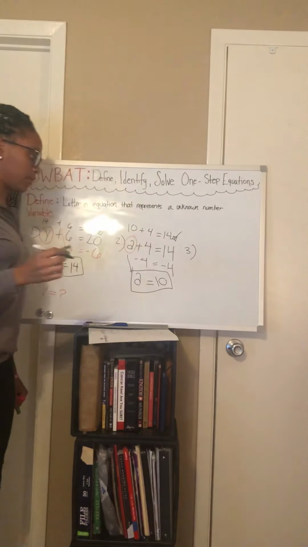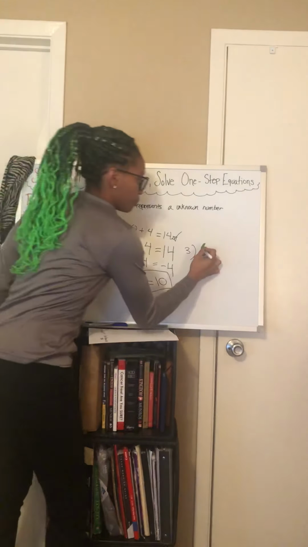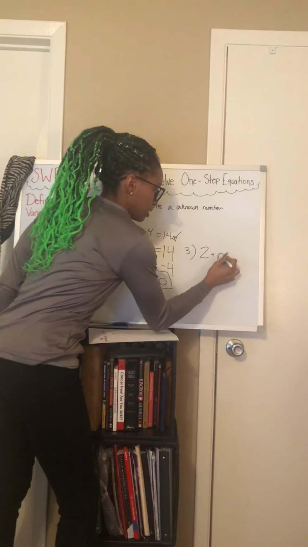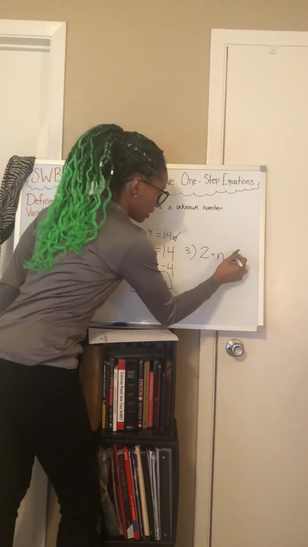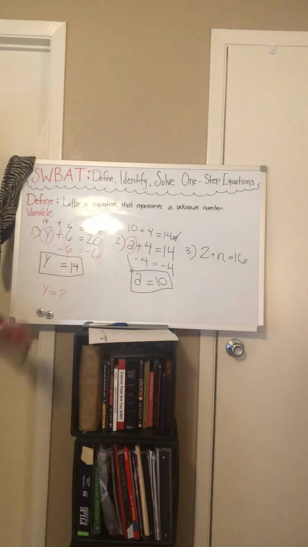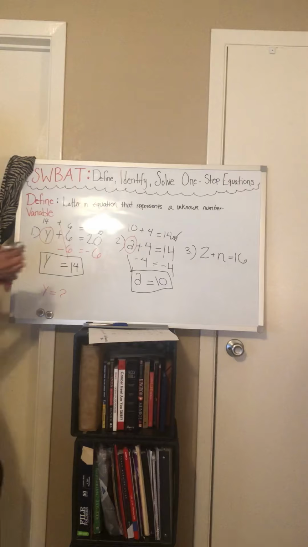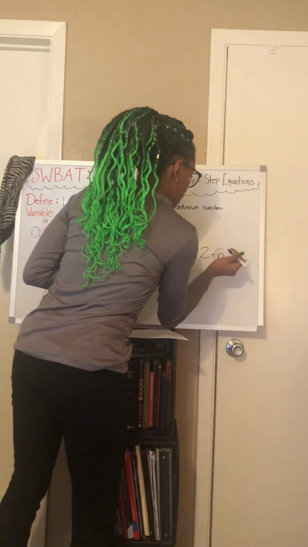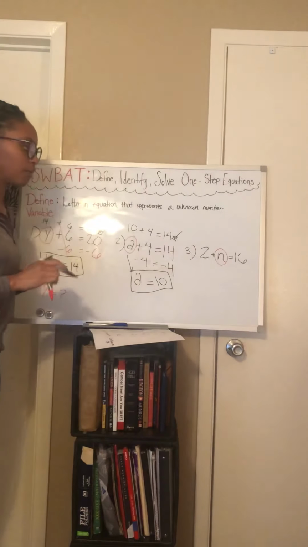Okay, so number 3. On your worksheet, it gives us 2 plus n equals 16. Okay, so what is the variable for this particular equation? Anybody? Yes, go ahead. N, correct. So this is the variable that we're solving for.